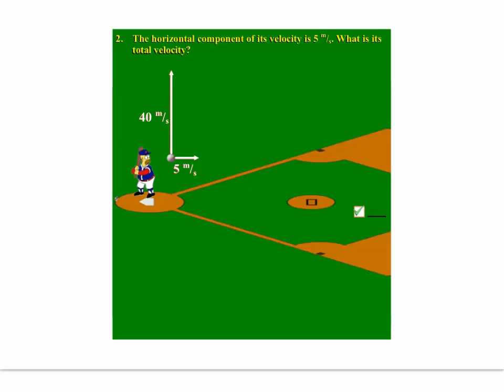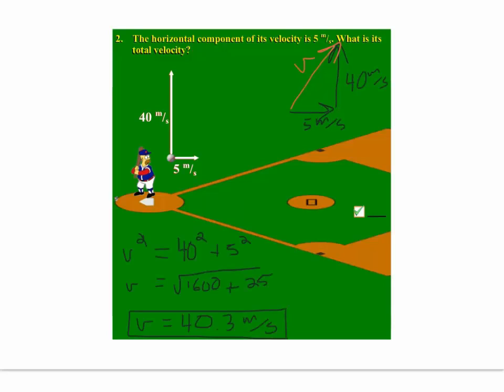Well, in this case, we're going to reverse, so because we know two sides of a right triangle, we can redraw this and have 5 meters per second on the bottom, 40 meters per second on the top, tip to tail, and then have our resultant be the actual velocity of the ball. So once again, we use the Pythagorean theorem to solve for that actual resultant, which is the velocity of the ball, and we get 40.3 meters per second.